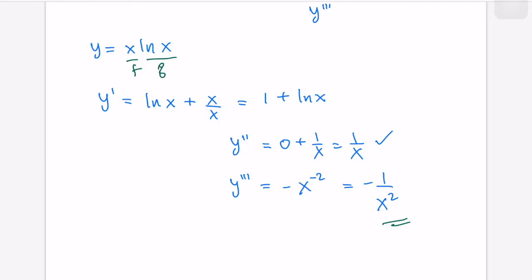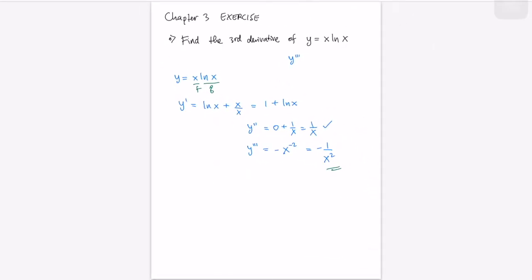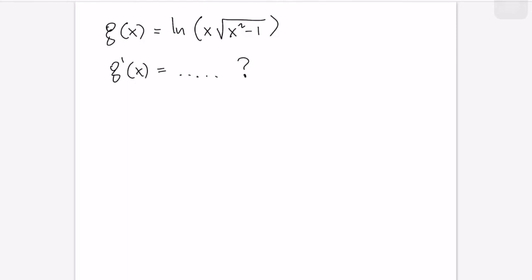Okay, now move to the next one. Okay, let's go to the next page. Let's say we have the function g, this is ln of x plus the square root of x squared minus 1. What will be the first derivative of g? Pause the video and try by yourself, and we can compare the results later.